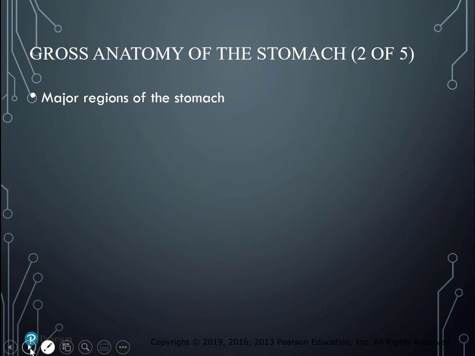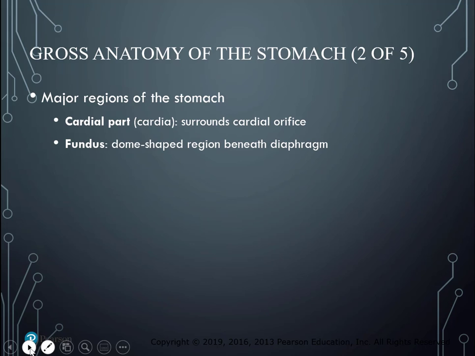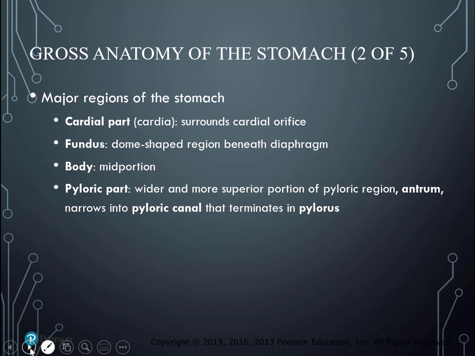The major regions of the stomach will be your cardiac end, which is the most superior, almost right under the diaphragm, and this part surrounds the cardiac orifice. The fundus is that dome-shaped region beneath the diaphragm. It looks like a pregnant belly, and then the body is the middle portion of your stomach.